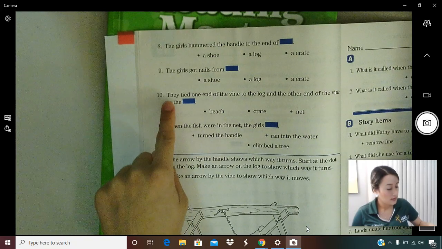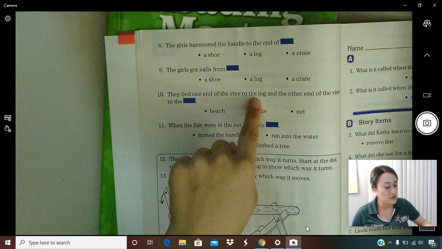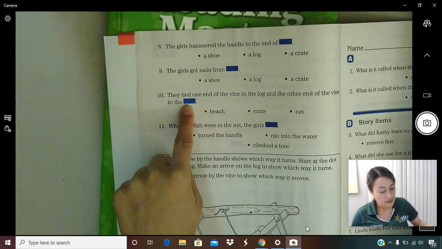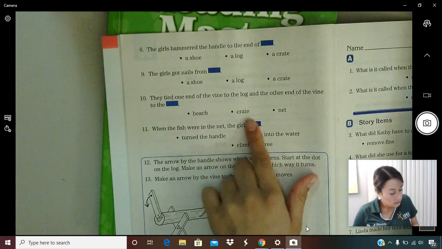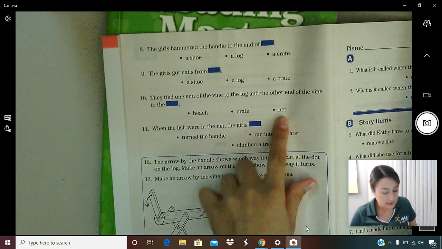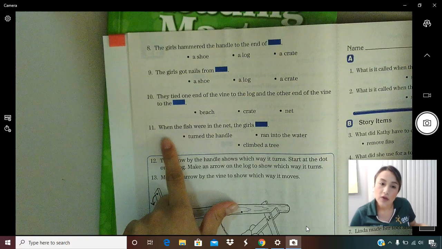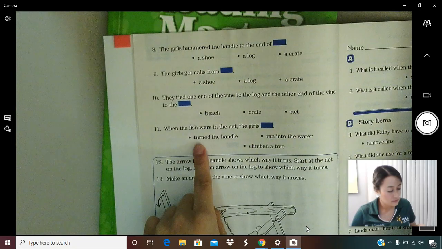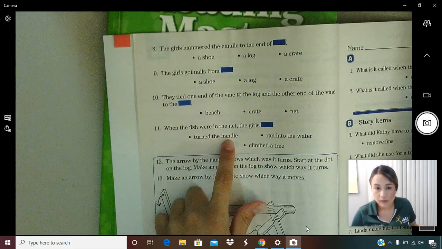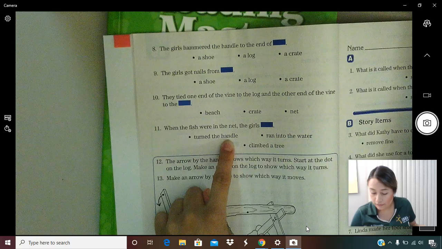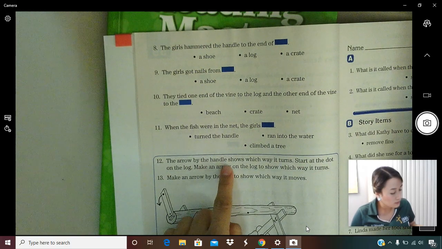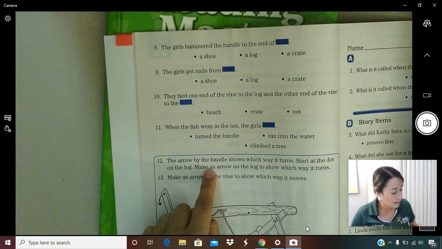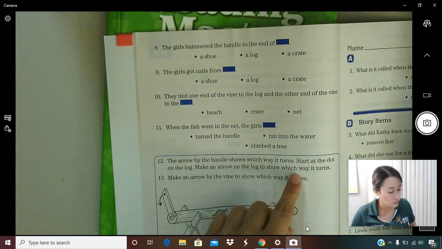Number 10. They tied one end of the vine to the log and the other end of the vine to the? For number 10, your answer is net. Number 11. When the fish were in the net, the girls turned the handle. Number 12. The arrow by the handle shows which way it turns. Start at the dot on the log. Make an arrow on the log to show which way it turns.